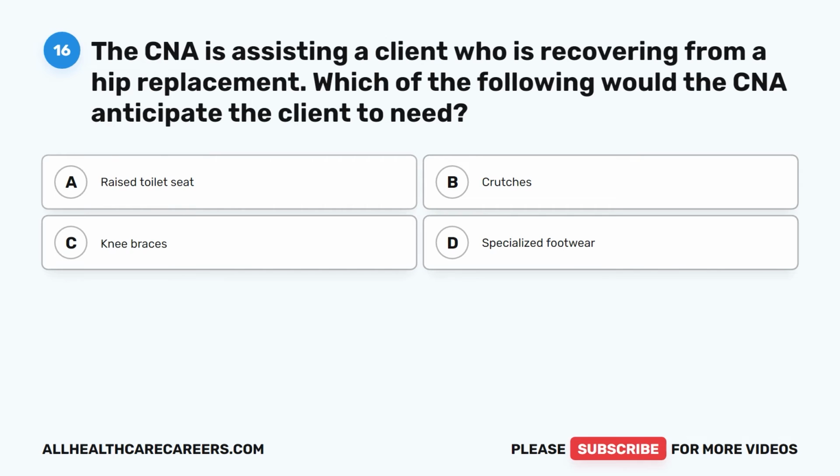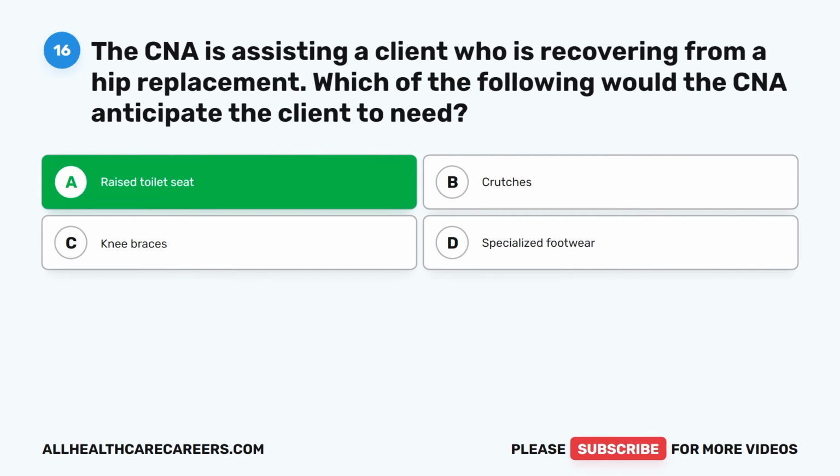Question 16. The CNA is assisting a client who is recovering from a hip replacement. Which of the following would the CNA anticipate the client to need? A. Raised toilet seat. B. Crutches. C. Knee braces. D. Specialized footwear. The correct answer is A.